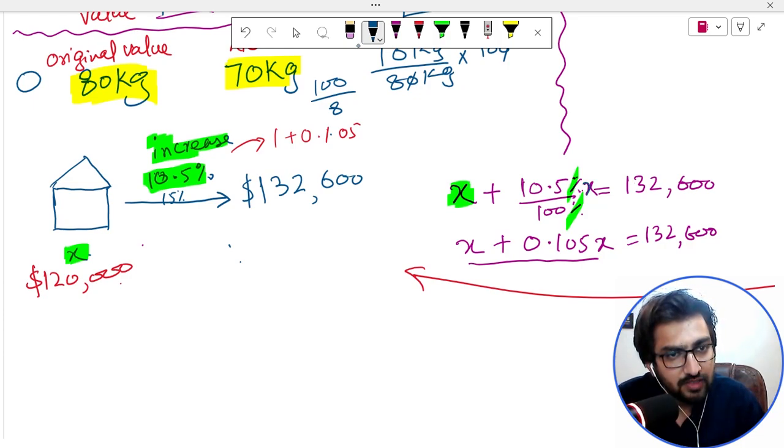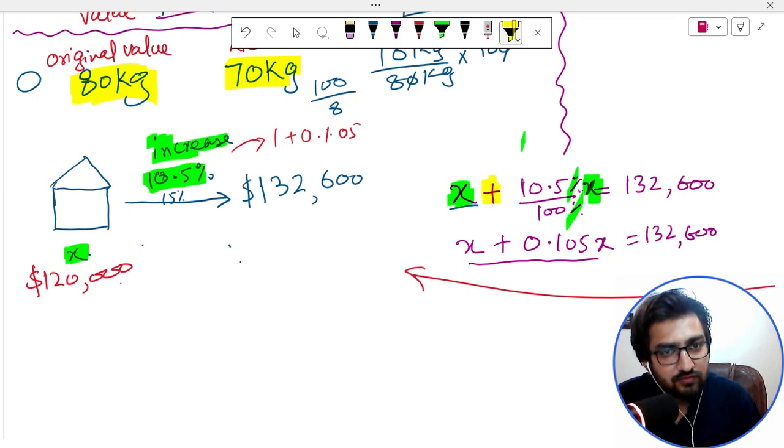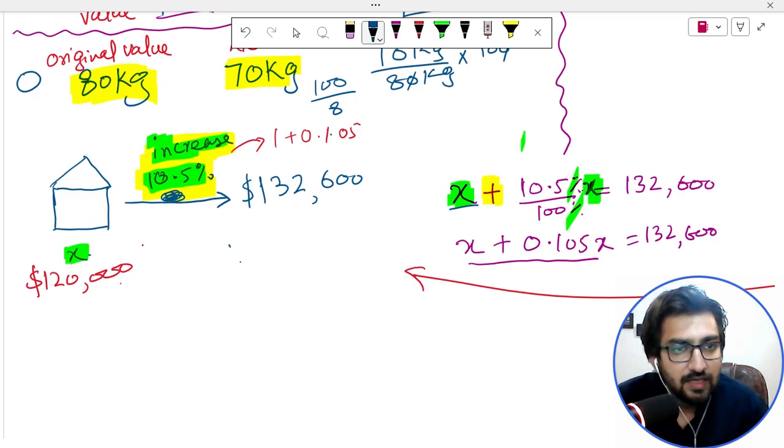And don't forget this X. You need to write X here. X will be there, X will be here as well. This is also the value of X. Keep X there. Focus here, this is plus in between, because it says increase, 10.5% increase. Therefore I have written plus, and equal that to the price given after percentage increase, so that is $132,600.